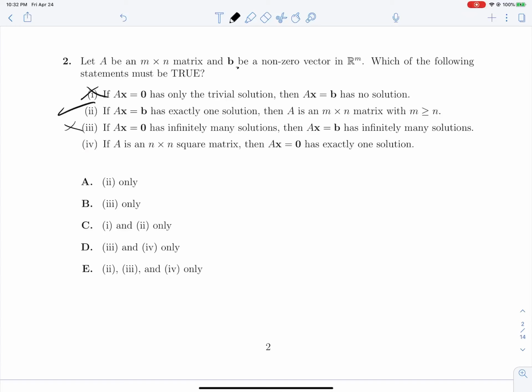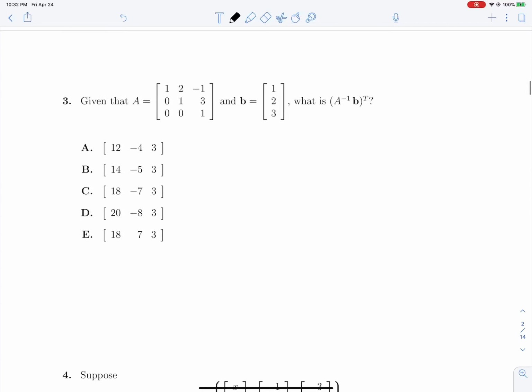But if we have fewer than n pivots, so if our matrix isn't invertible, then AX equals 0 will have non-trivial solutions. It will have infinitely many non-trivial solutions, because this whole equation is representing the null space of A, and the dimension of the null space is equal to the number of columns minus the number of pivot positions, and we can't ensure that this matrix will have n pivot positions. So 2 only is our answer for 2.